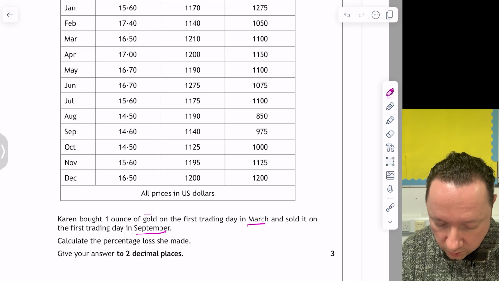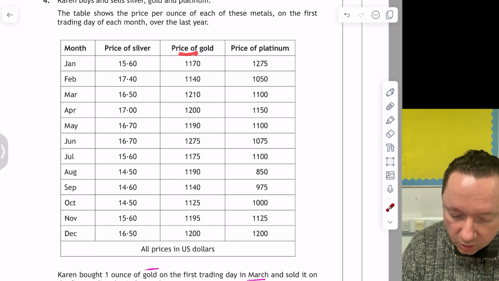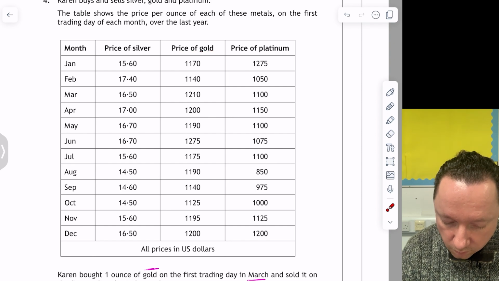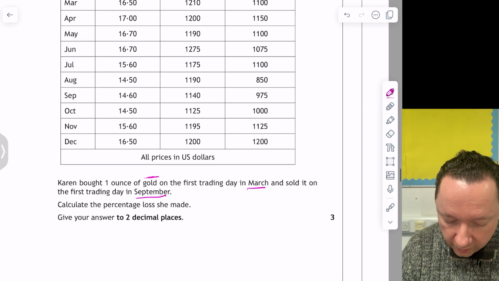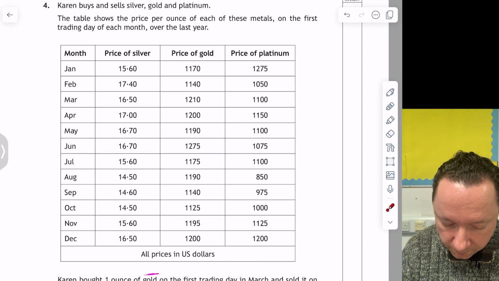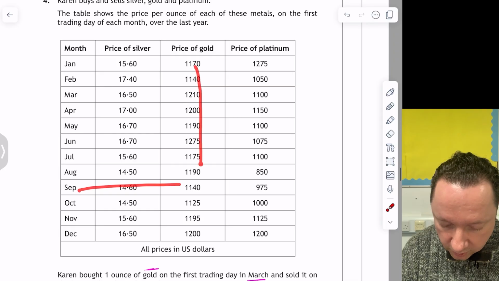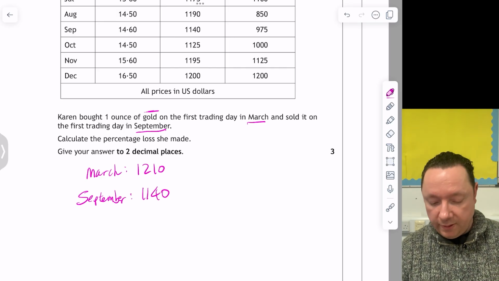So we need to find gold. So let's look on our table. There's the price of gold, so not silver. She bought it on the 1st of March, so March in gold is 12.10. So first of all, we take a note that in March it was 12.10, and then we go to September, and it was 11.40. So in September, it was 11.40.